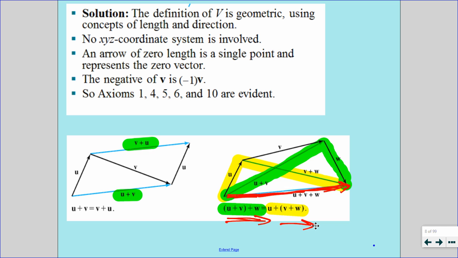We already addressed the 0 vector, which is axiom 4. And then we could also hop into 7, 8, and 9, which are just proving the distributive property of the scalar over the 2 vectors and the 2 scalars over the 1 vector. Those we could draw diagrams for as well. But hopefully you're getting that the vector space is defined both geometrically and algebraically.